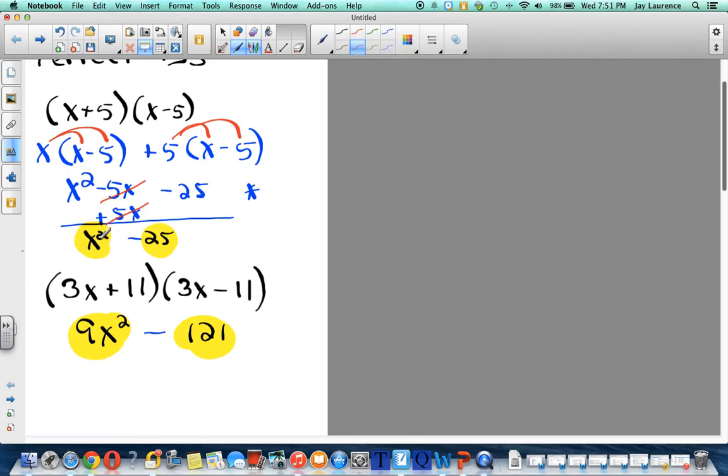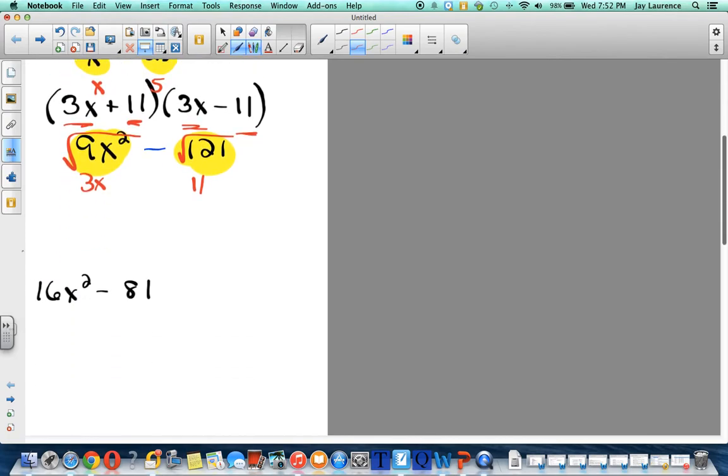So if I take the square root of x squared, I get x, and the square root of 25 is 5. Hey, did you notice that the original problem had an x and a 5 in both quantities? Yeah, that's not a coincidence. 9x squared is a perfect square. If I take the square root, I get 3x, and the square root of this is 11, and look at that, I get a 3x and 11 in both quantities. The only difference is one's positive, one's negative.